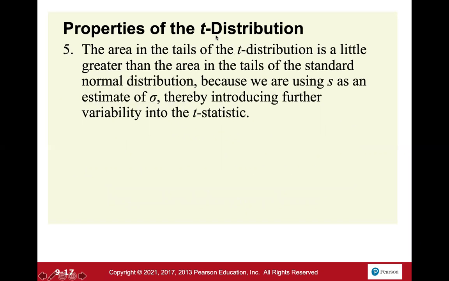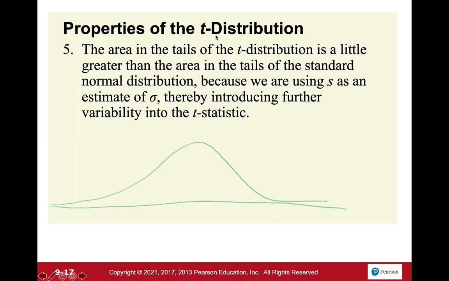The area in the tails of the t-distribution is a little greater than the area in the tails of the standard normal distribution, because we are using S as an estimate of sigma, thereby introducing further variability into the t-statistic. So remember, the larger the sample size, the more normal we are, even with the t-distribution. So it approaches a normal distribution.